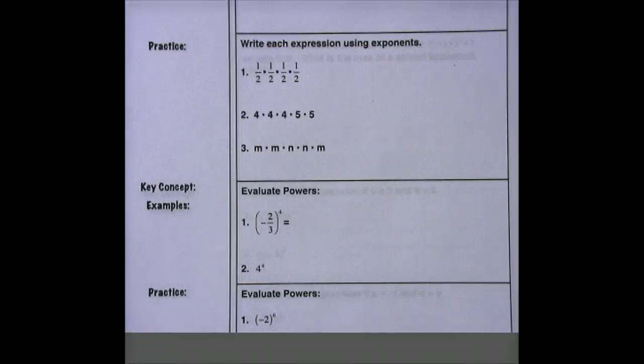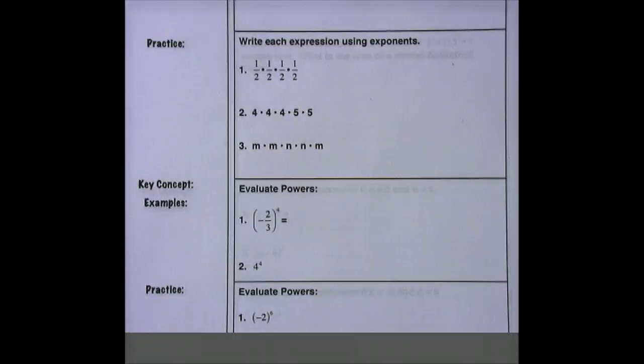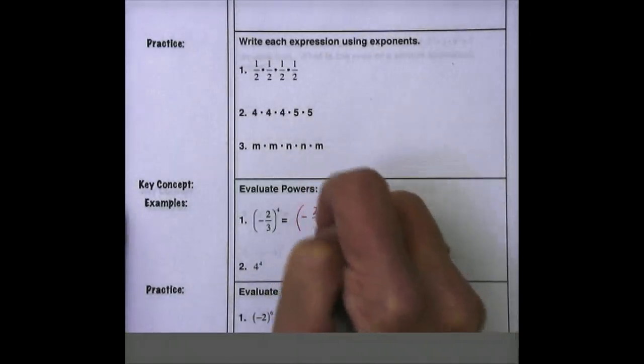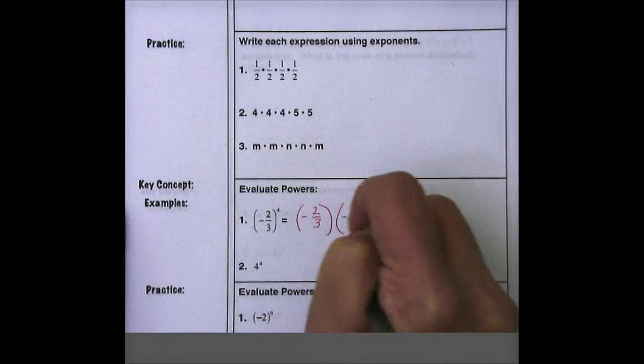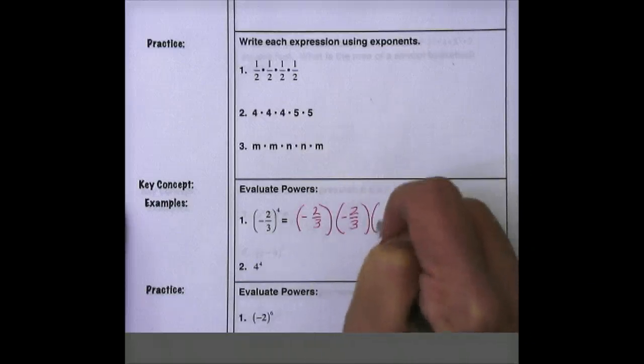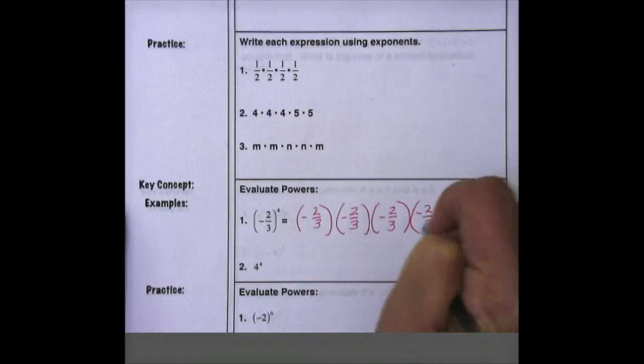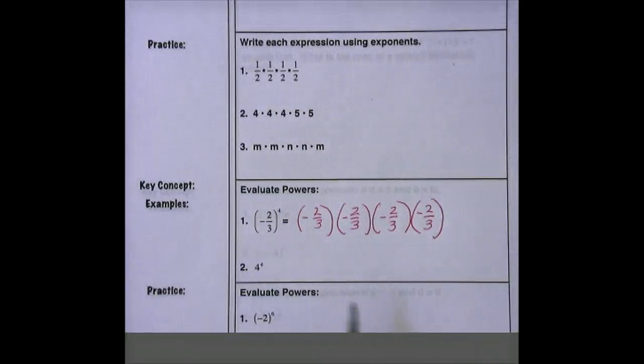All right, you've had a few minutes to work your practice problems, so let's look at the next key concept, and that is evaluating powers. We have -2/3 to the 4th power. So we would write this -2/3 times -2/3 times -2/3 times -2/3. And then to evaluate it, we're going to multiply straight across on the numerators and the denominators.